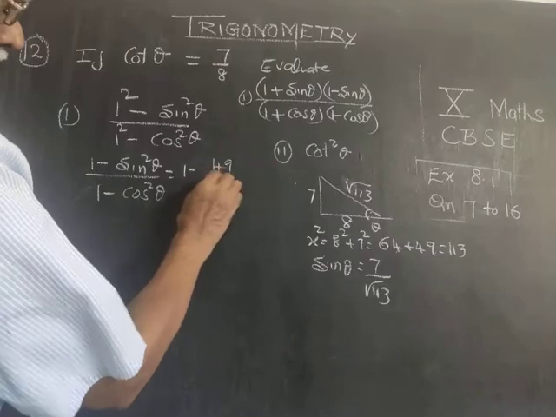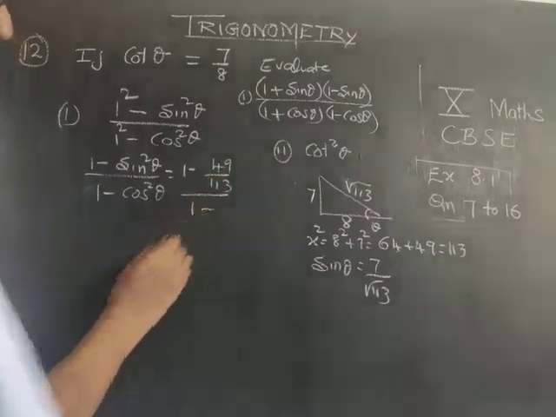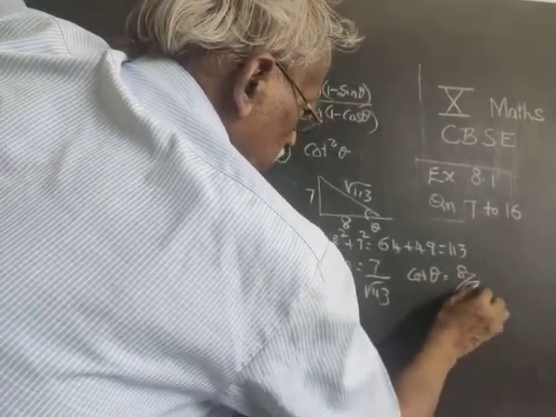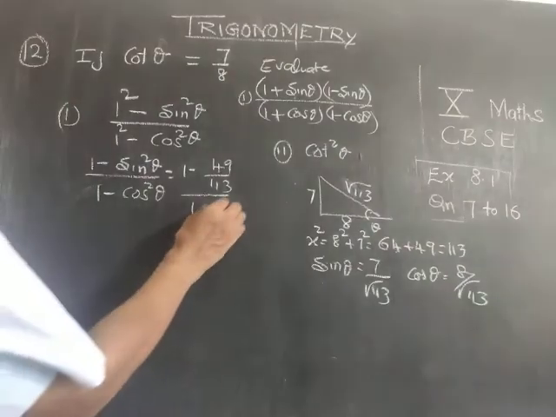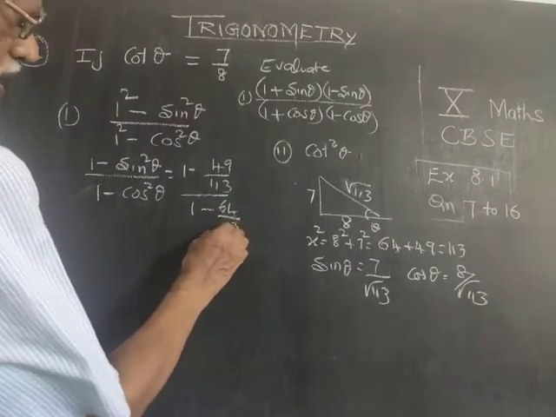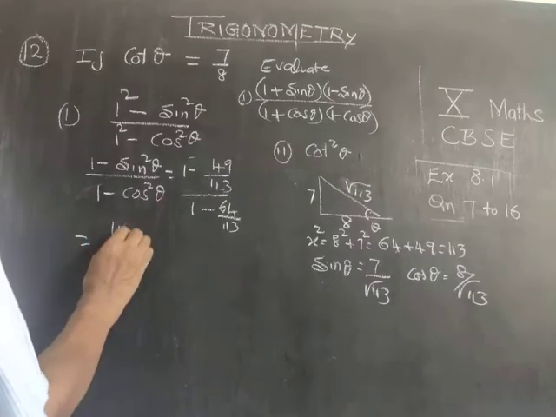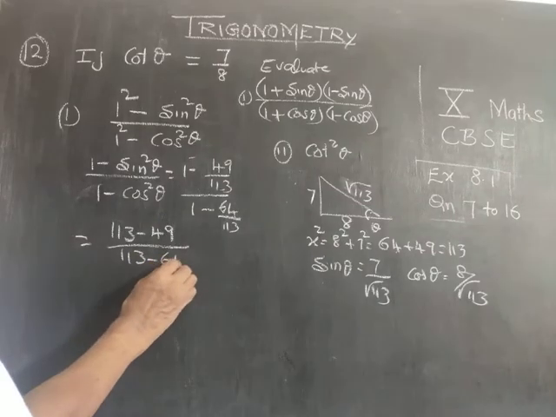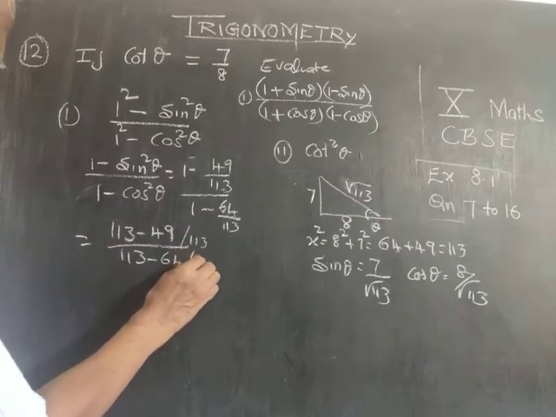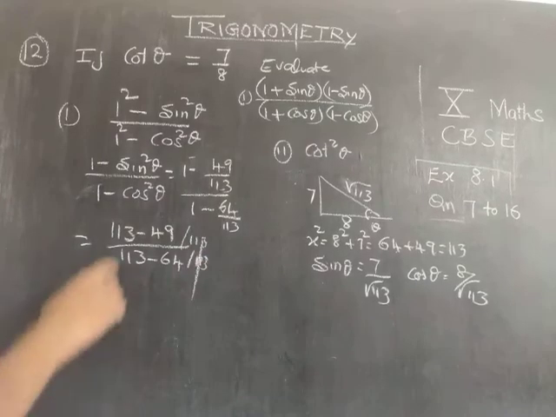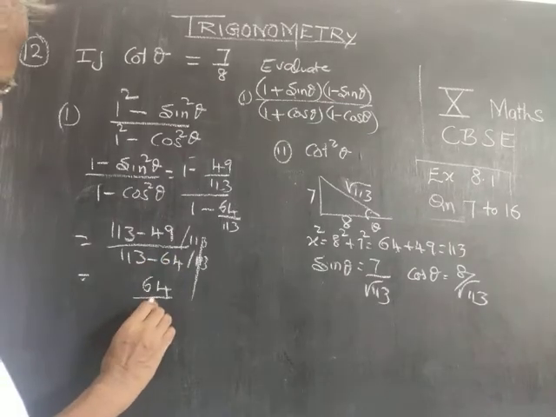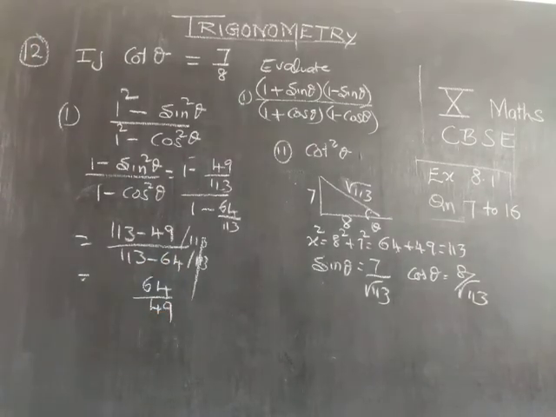So 49 by 113, and then what is cos theta? Cos theta is adjacent by hypotenuse, that is 8 by root of 113. So that is 64 by 113. Simplify that: 113 minus 49, and this is 113 minus 64. The denominator 113 gets cancelled. So 113 minus 49 is 64, and 113 minus 64 is 49. So 64 by 49.